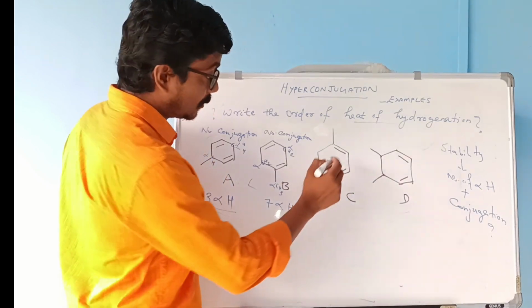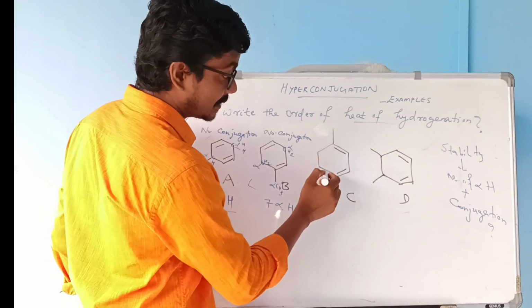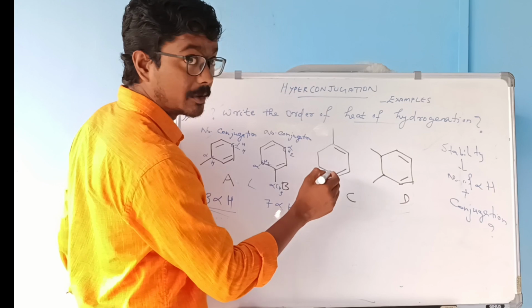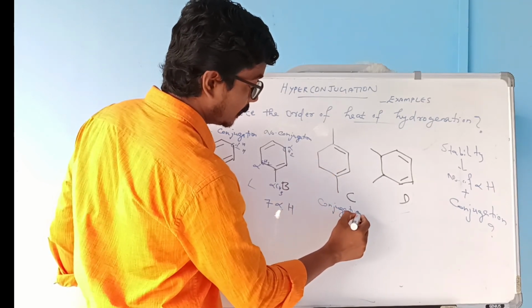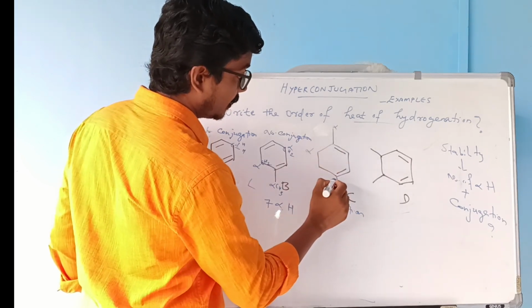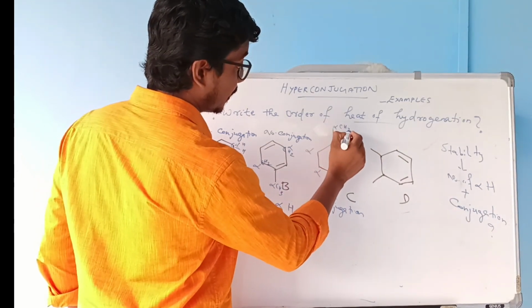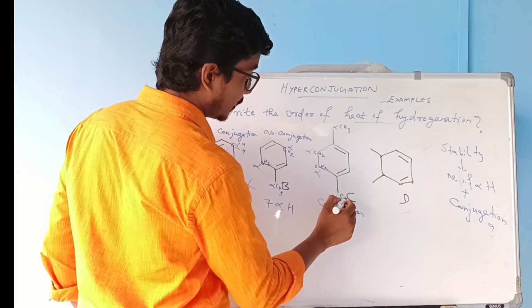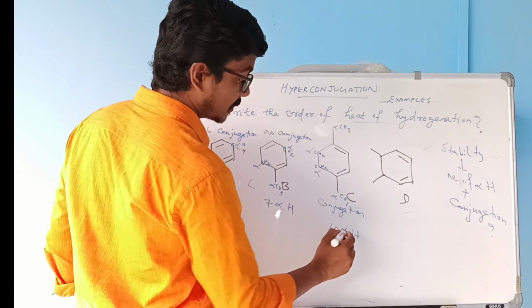So we move on to the second part. In the case of C, conjugation is there, so stability is always high. Now we will count the number of alpha hydrogen atoms. Double bond, single bond and double bond, conjugation is there. Now the number of alpha carbons: 1, 2, 3 and 4. 4 alpha carbons are there. Here it is CH3, CH2, CH2 and CH3. 3 plus 3 is 6, plus 4 is 10 alpha hydrogen atoms. Right?